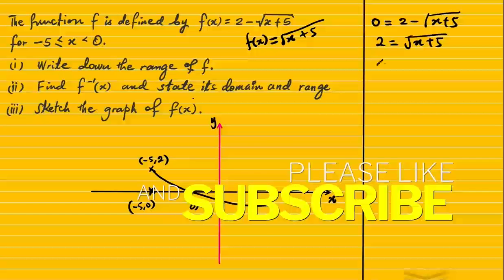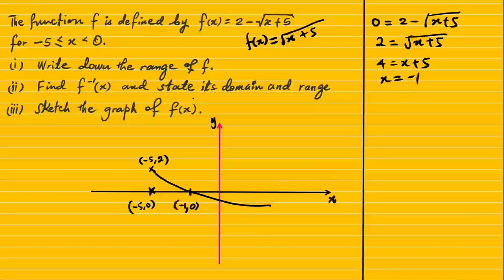Square both sides, it gives you 4 equals x plus 5. It gives you x to be minus 1. So we know that this is (minus 1, 0). And then here we make x 0 because that's the y axis, and then you will see that what you will have will be 2 minus root of 5.